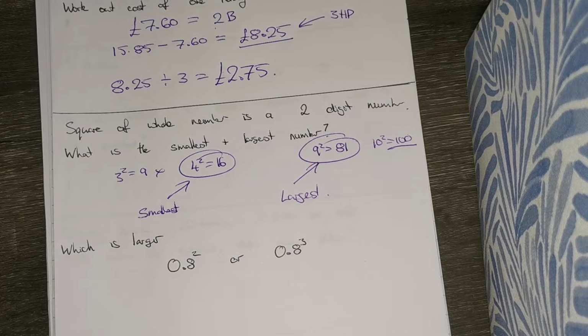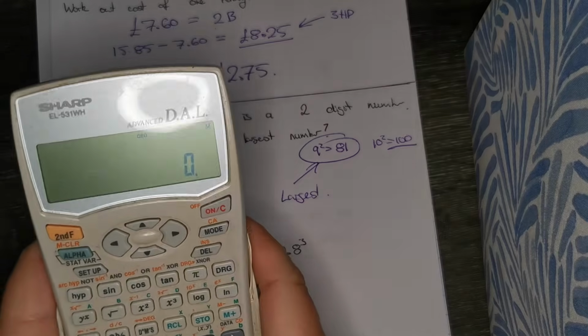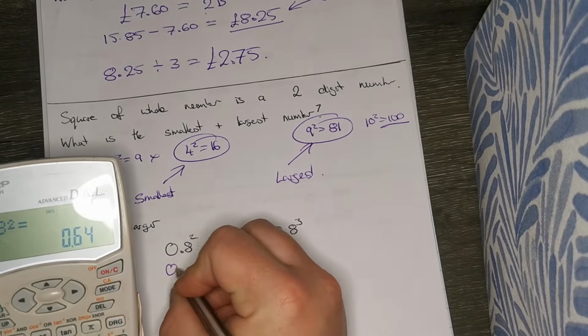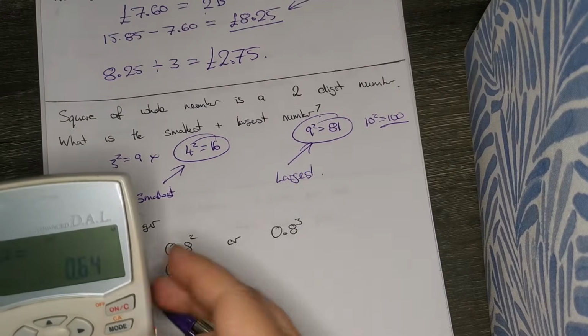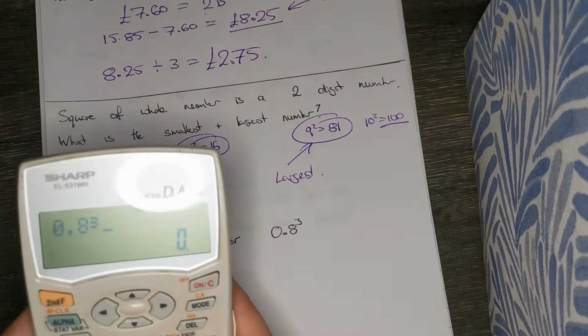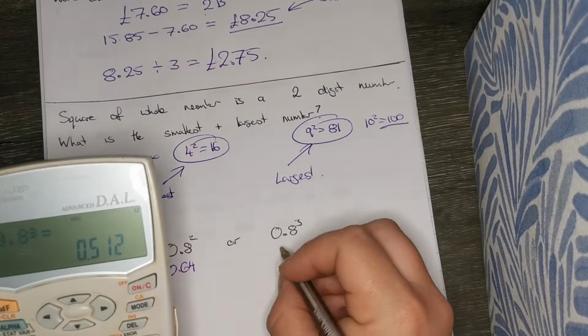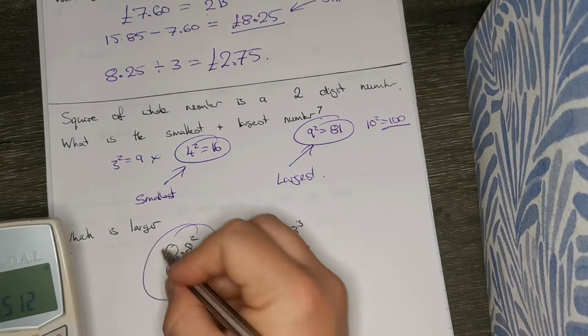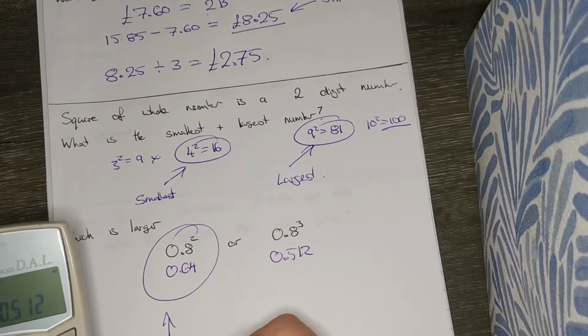Nice question here. Which is larger, 0.8 squared or 0.8 cubed? So I'm just going to reach for my calculator. 0.8 squared is 0.64. 0.8 cubed is 0.512. So that one is the larger one.